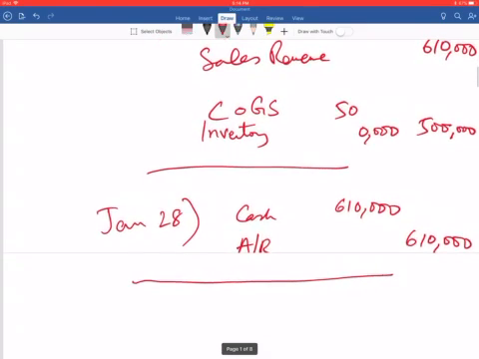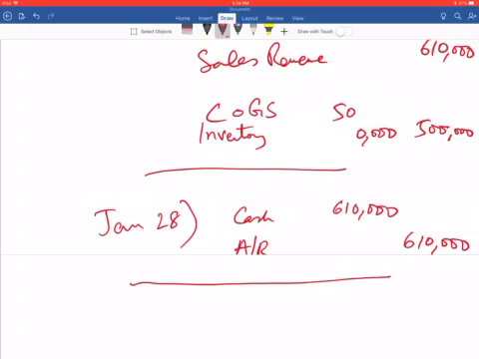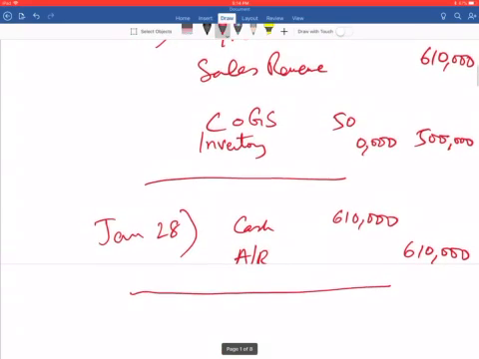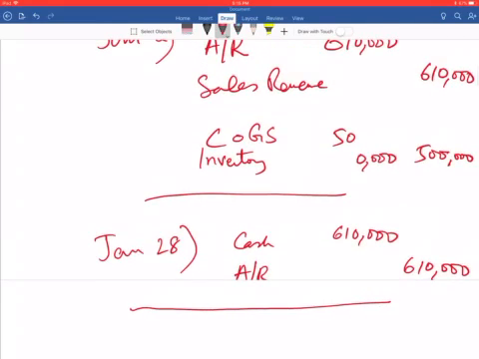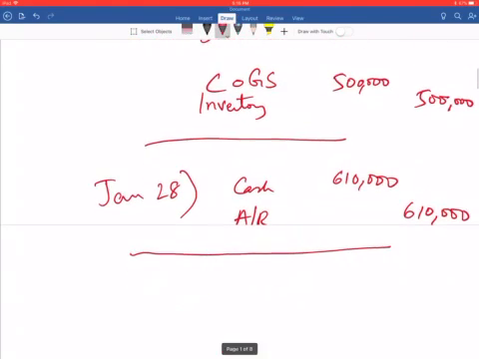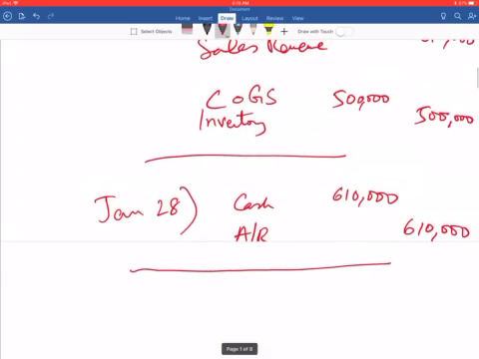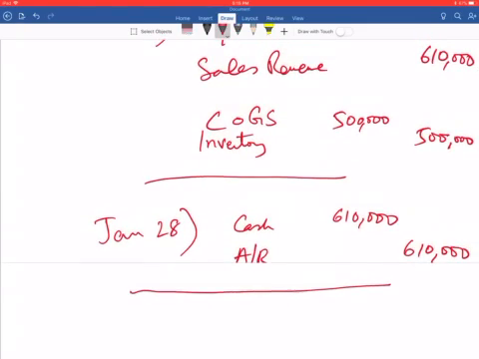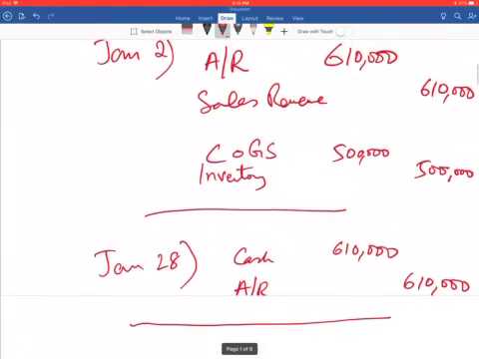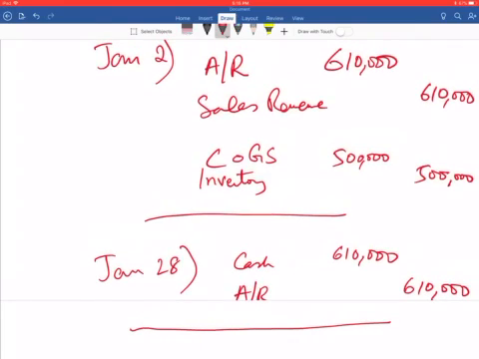But what happens if things don't go the way we assume under the gross method? So let's say the customer is taking a discount, right? So under the gross method, now we are going to get 600,000 in that case, right? If the customer pays within 5 days, we know we're going to get 600,000.